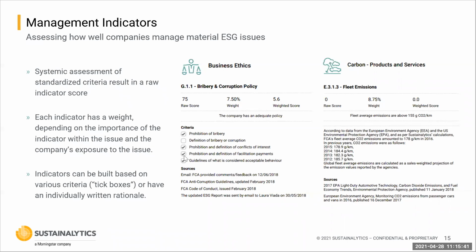So what's ticked off is what the company is doing and disclosing, importantly, and what's not ticked, in this case, definition of bribery or corruption, is what the company is not doing or not yet disclosing. Importantly, you also see the sources that our analysts have used to conduct this assessment on the bribery and corruption policy.